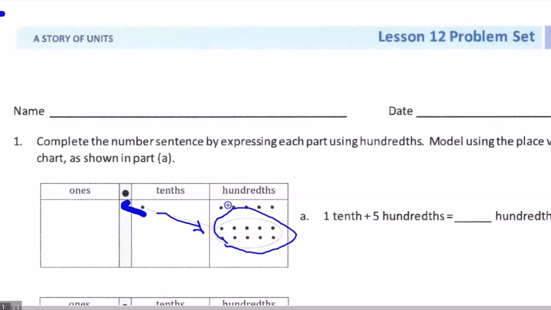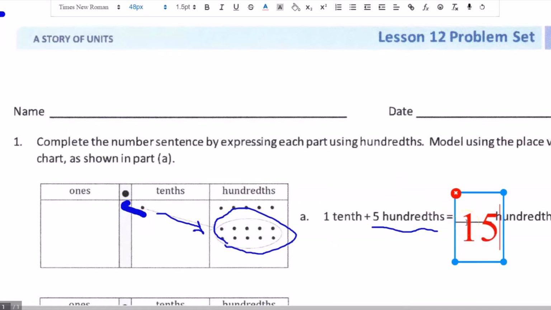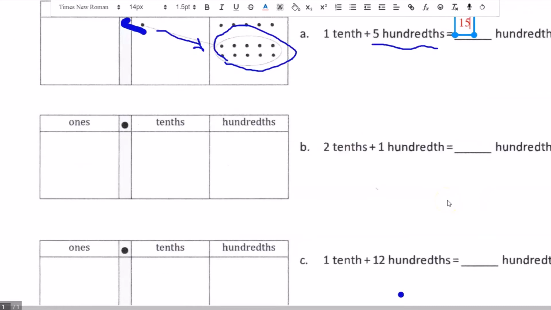Those 10 hundredths are added to the 5 hundredths that are already there. So 10 plus 5 equals 15 hundredths. I'm going to change the size on that. That is big. Let's move it down to 14. There we go. Alright, so let's scroll down here.